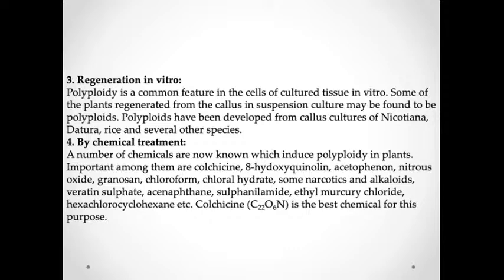By chemical treatment, a number of chemicals are known which induce polyploidy in plants. Some of them are colchicine, hydroquinoline, acetophenone, nitrogen oxides, granosan, chloroform, chloral hydrate, some narcotics, alkaloids, some veratrine sulfates, and acenaphthene. So all these could be used for your chemical treatments. But colchicine is the best chemical for this purpose. The chemical formula for colchicine is C22H25O6N.